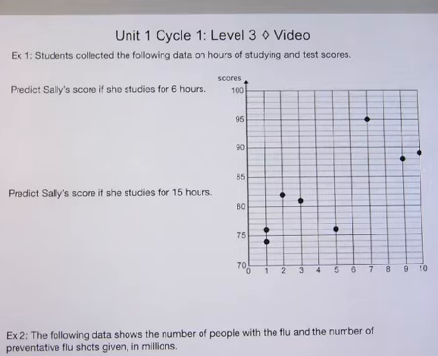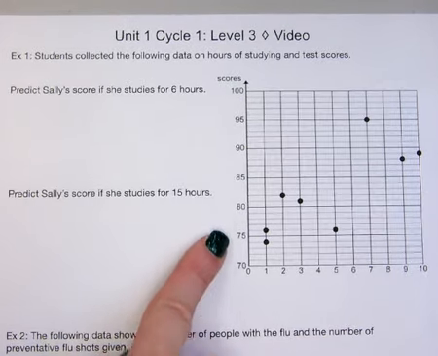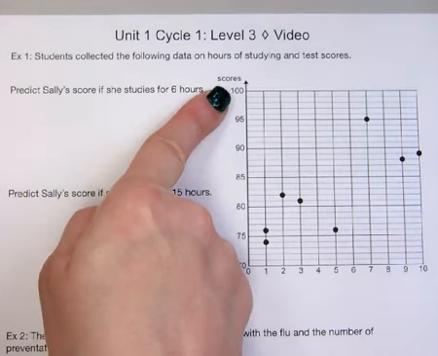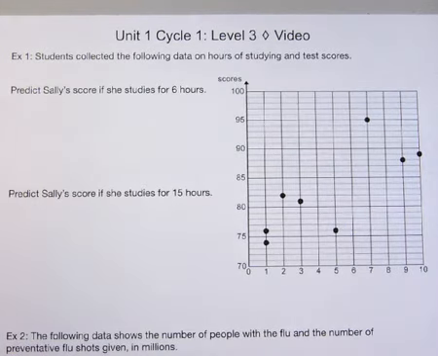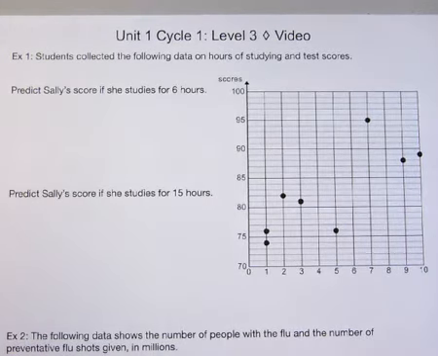All right, friends, here we are, level 3 diamond. So we are going to be working on predictions and trying to figure out, based on the data we have, what might happen in the future. So if we look at example 1, students collected the following data on hours of studying, that's this one, and their test scores, which is up this way. So we need to predict Sally's score if she studies for 6 hours.